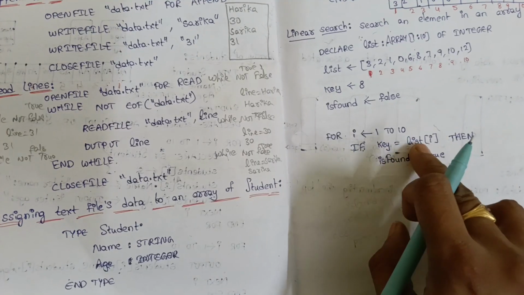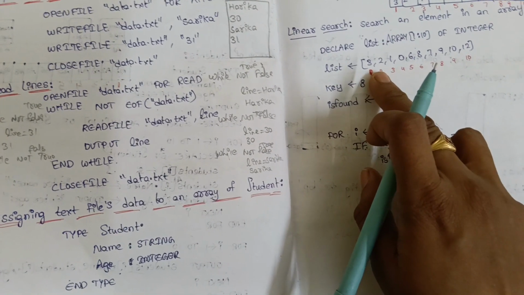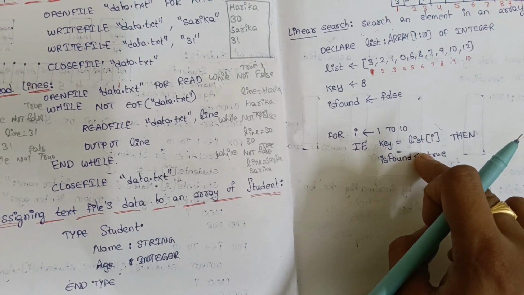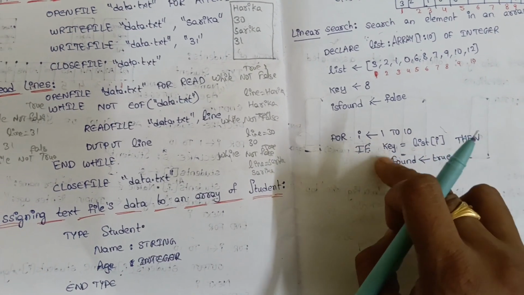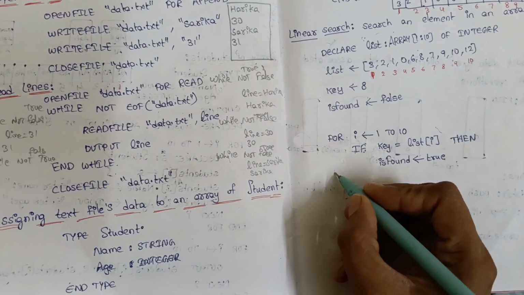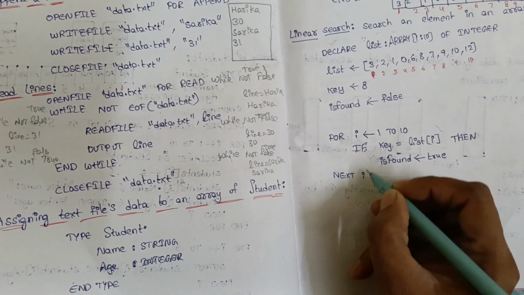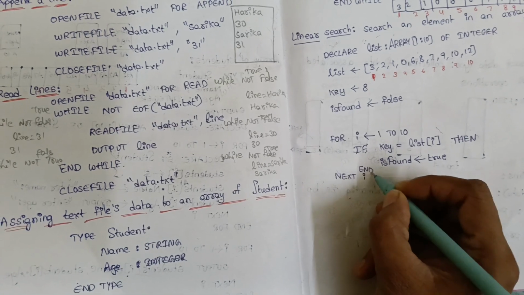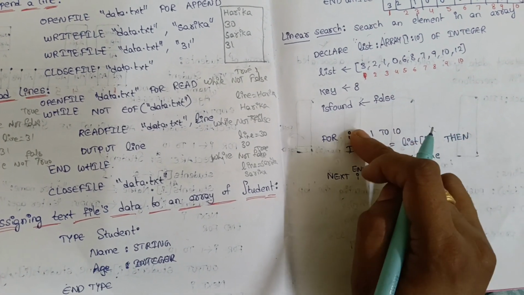Okay, for i is equal to 1 to 10, that means when i is 1, we'll check that 8 equals list of 1. 8 equal to list of 1? No, we don't enter this if statement, and this statement won't get executed. Again we'll move to the next iteration of the for loop. Next, here I am ending the if.